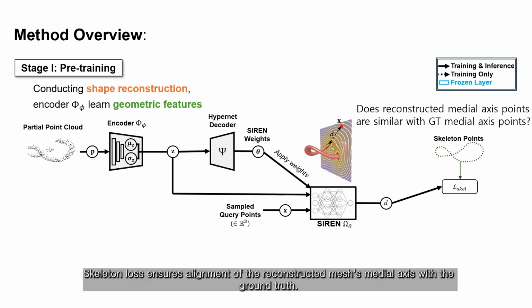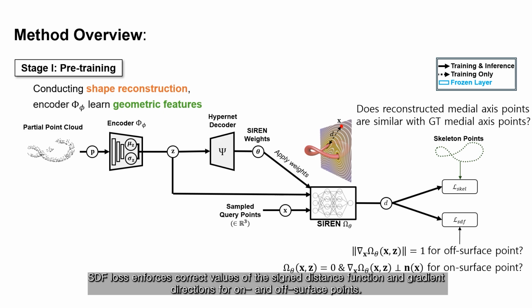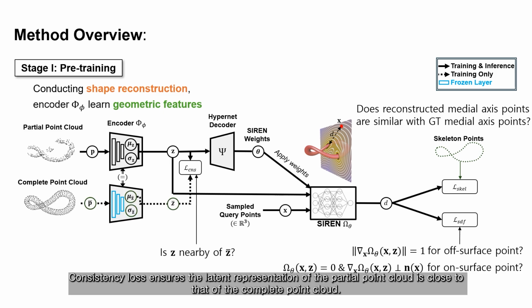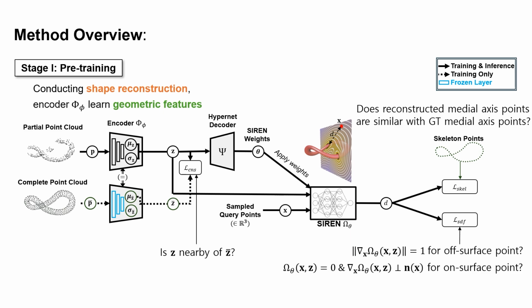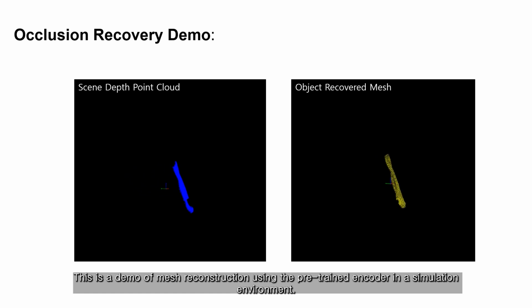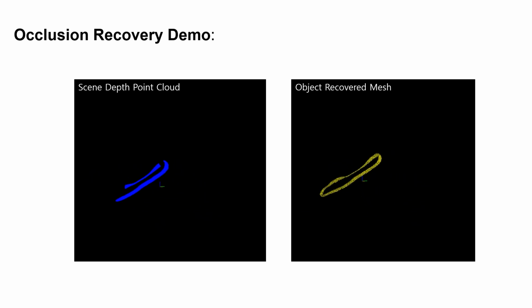Skeleton loss ensures alignment of the reconstructed mesh's medial axis with the ground truth. SDF loss enforces correct values of the signed distance function and gradient directions for on and off-surface points. Consistency loss ensures the latent representation of the partial point cloud is close to that of the complete point cloud. This is a demo of mesh reconstruction using the pre-trained encoder in a simulation environment.